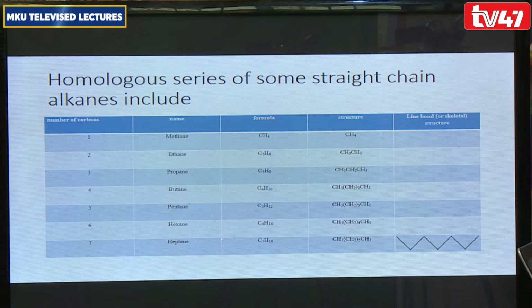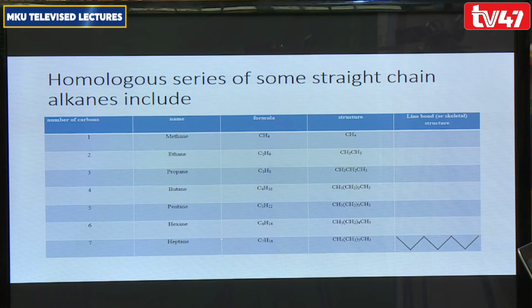Now, the general formula gives you the number of carbons and the number of hydrogens. Because in this case there's no branching, each carbon is bonded to the next carbon, and when we give the molecular structure, we show continuous carbon atoms. For example, with 2 carbons, you have a CH3 group, then the next carbon has 2 hydrogens, and the next one has 3 hydrogens. So that is what we call a molecular structure.